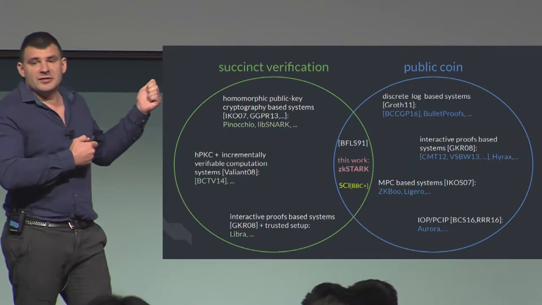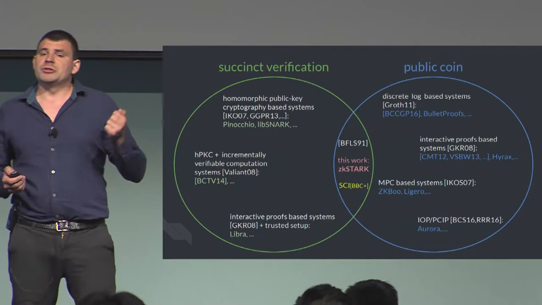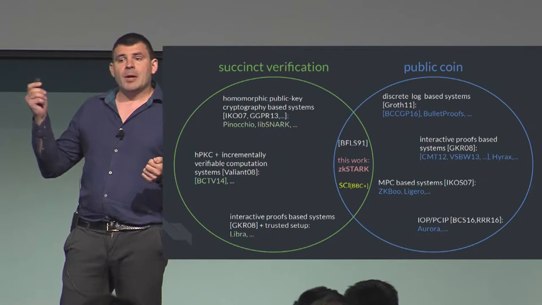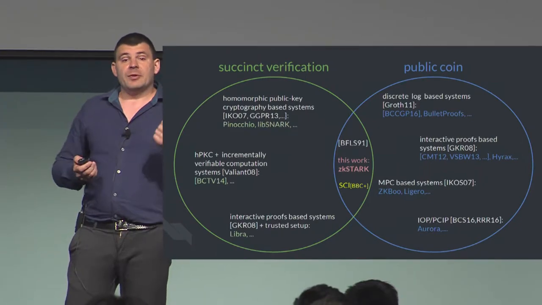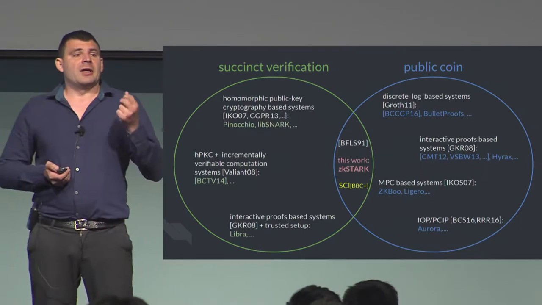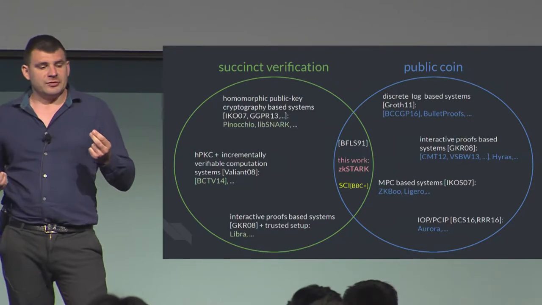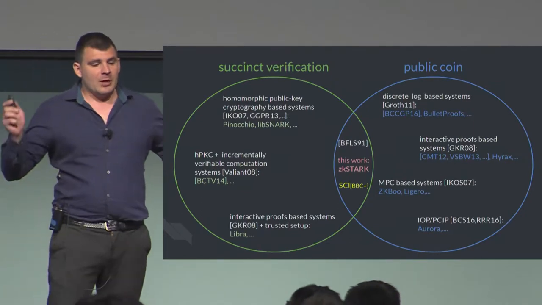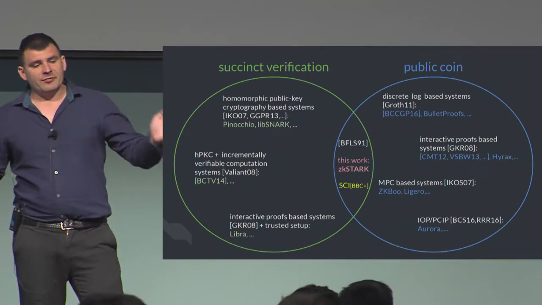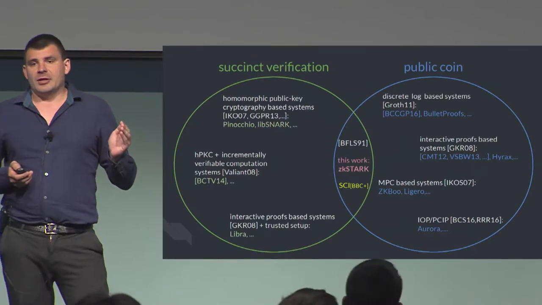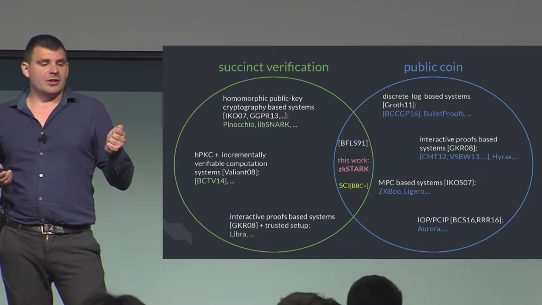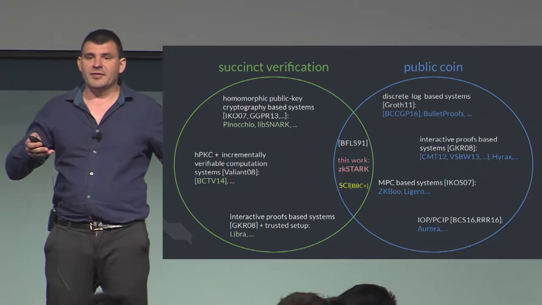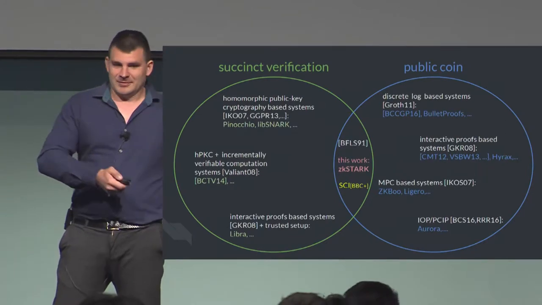In this work I present ZK-STARK, a system which has both succinct verification and public coin randomness, and has performance appealing to real-life usage. This is the message I would like you to take with you today, that STARK is both succinctly verifiable with public coin randomness and applicable to real-life usage. This is why you will see this Venn diagram a lot.